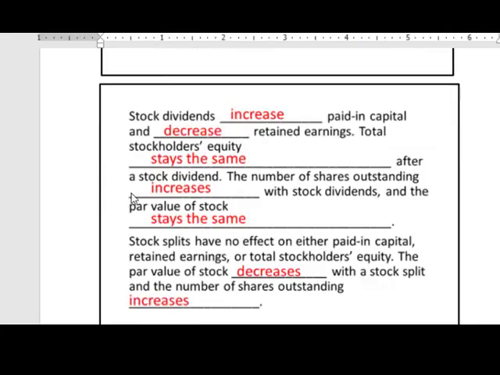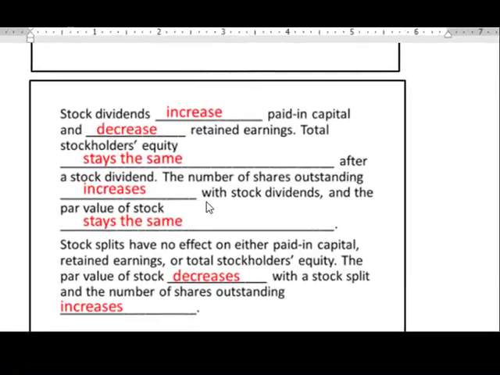Stock splits don't impact paid-in capital, retained earnings, or total stockholders' equity, and that's because we don't make journal entries for stock splits. However, the par value of stock decreases, so it gets cut in half with a 2-for-1 split, gets cut into thirds with a 3-for-1, etc. And of course, the number of shares outstanding increases with a stock split.